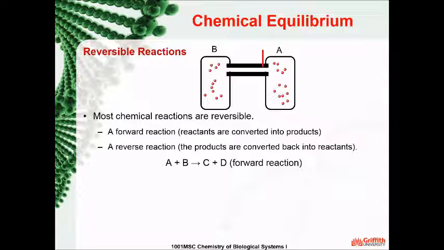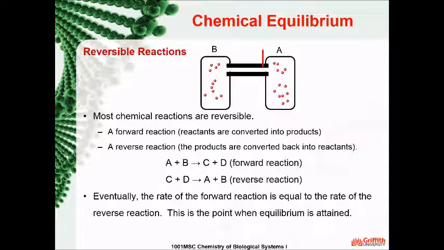For instance, A reacts with B to produce C and D as products, and this is the forward reaction. As more of the products are produced, they can react together and produce the reactant again in the reverse reaction. So C joins D to form A and B.